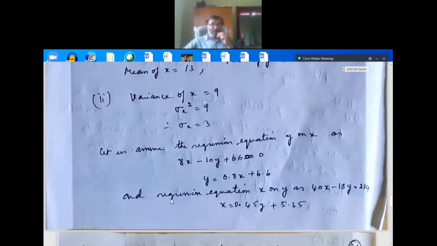Another equation given we'll take as regression equation of x on y, that is 40x minus 18y is 214. So find out x equals, write it as x equals, take this to the other side, divide by 40, you'll get x equals 0.45y plus 5.35.